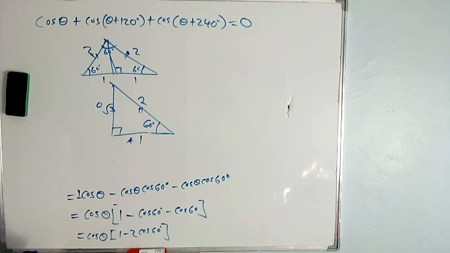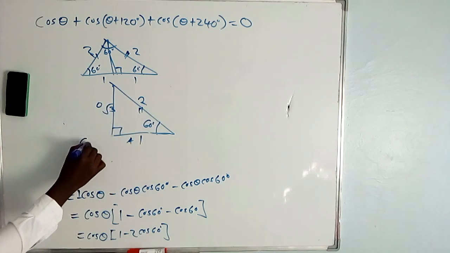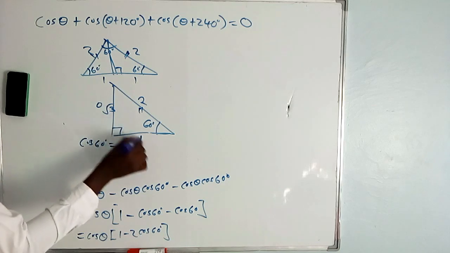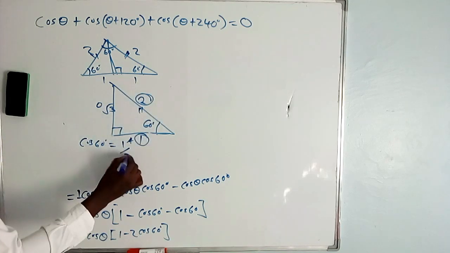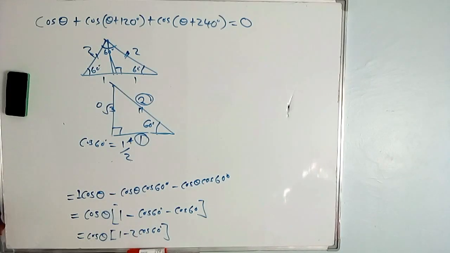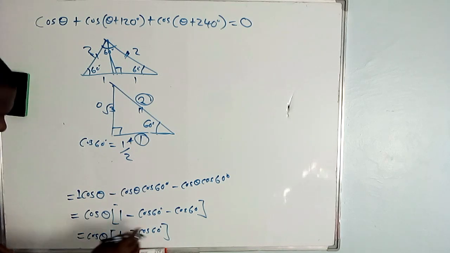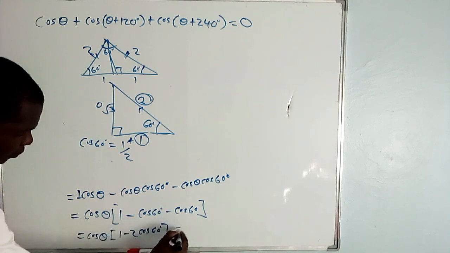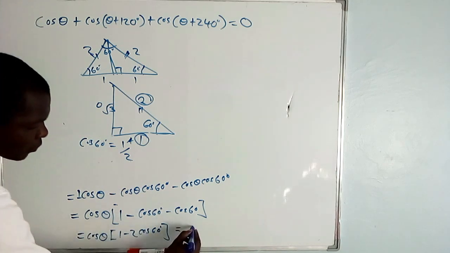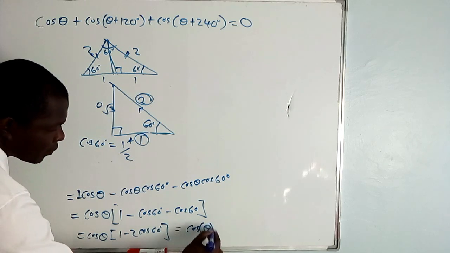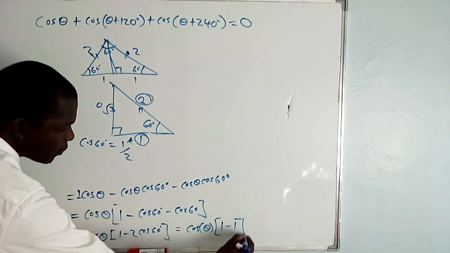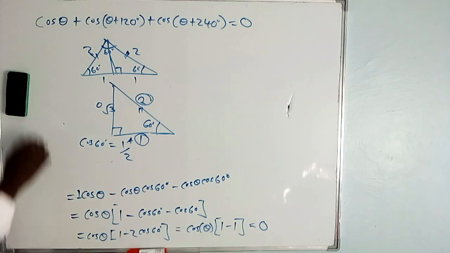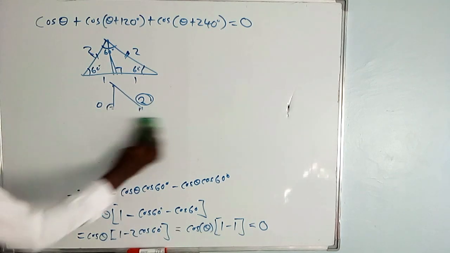So what is cos 60? Adjacent over hypotenuse, that is 1 over 2. So it means where there is cos 60, you put 1 over 2, isn't it? So we are going to have cos theta into 1 minus 2 times a half. So that is cos theta into 1 minus 1, meaning cos theta times 0. You get 0, isn't it? Are we together?